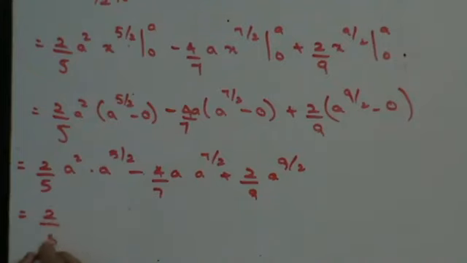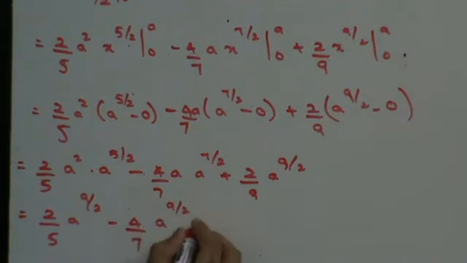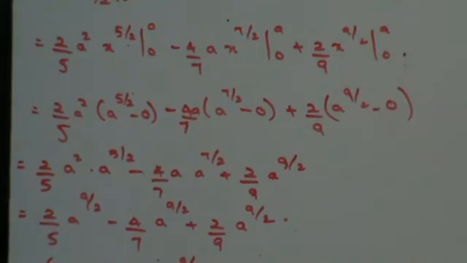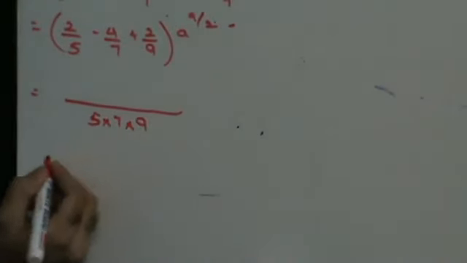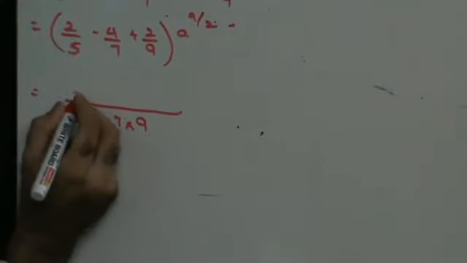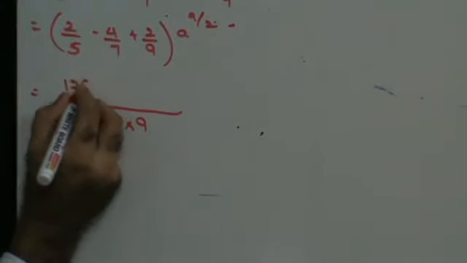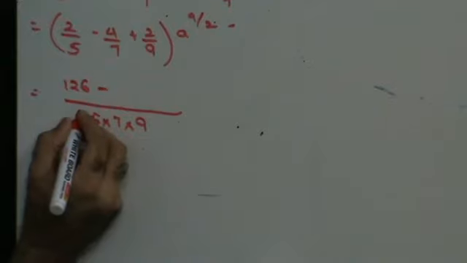So this is going to be 2 by 5 a raised to 9 by 2 minus 4 by 7 a raised to 9 by 2 plus 2 by 9 a raised to 9 by 2. That's 2 by 5 minus 4 by 7 plus 2 by 9, a raised to 9 by 2. You could take an LCM here. This is 5 into 7 into 9 as the common denominator. 7 nines are 63.